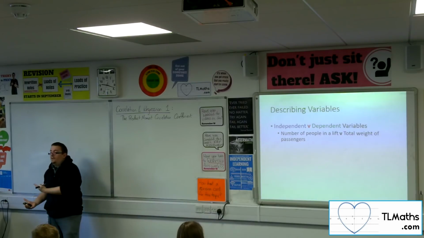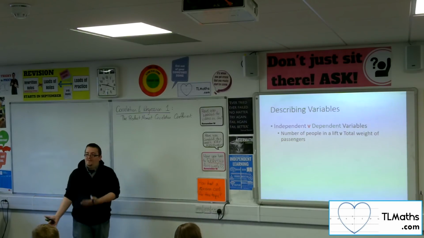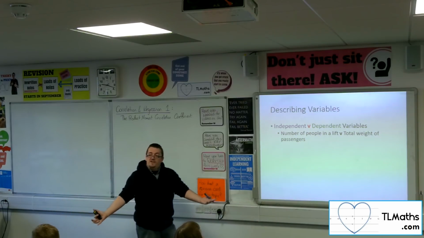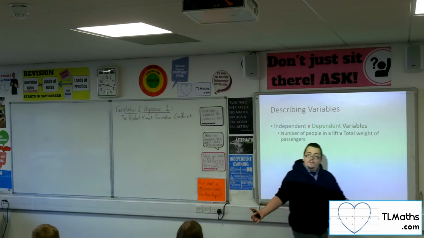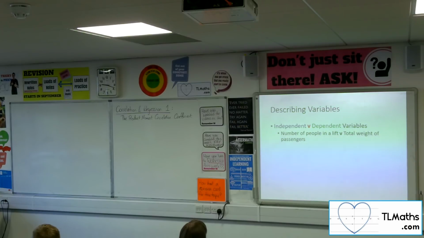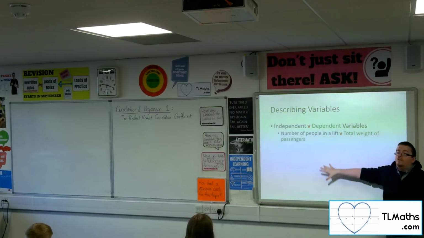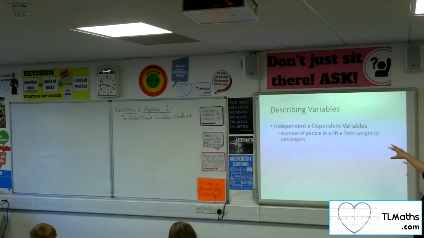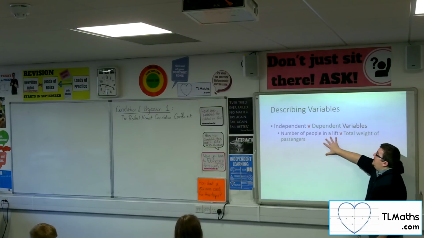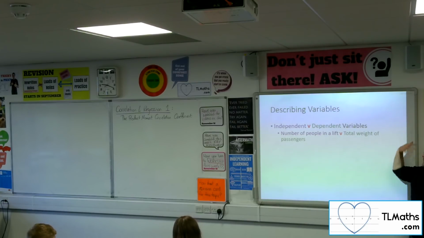Now, which way round sounds like the correct one? Second one? Hands up for second one. Hands up first one. The first one sounds really odd, to say that the number of people in a lift depends on the total weight of the passengers, okay? So here we would say that the total weight of the passengers depends on the number of people in a lift. So we would put the number of people in a lift as the independent variable, the total weight of passengers as the dependent one.